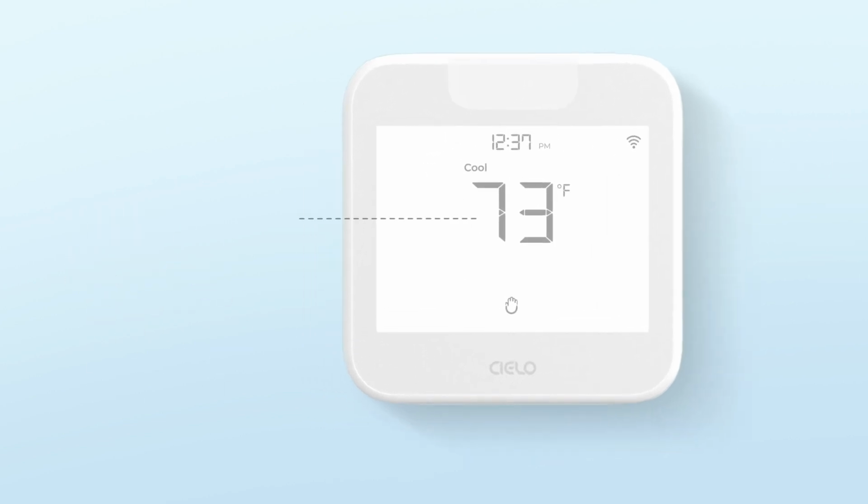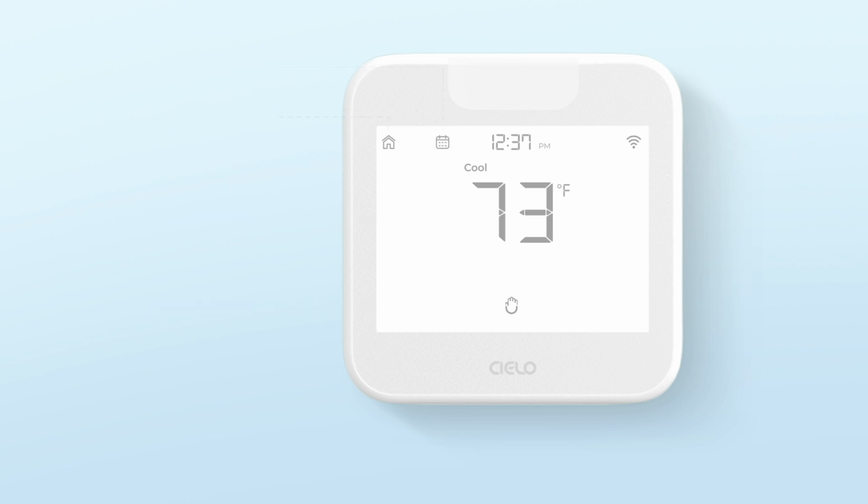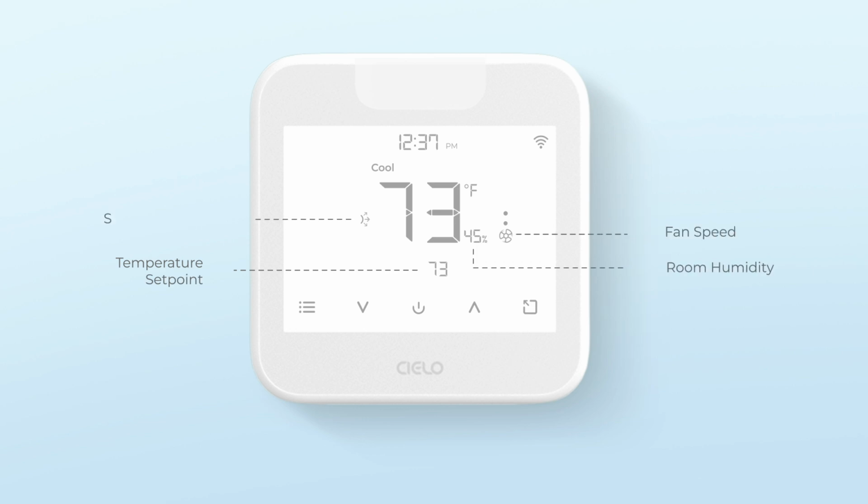You will see room temperature, mode, Wi-Fi connection, wake-up button, and the icons of presets and schedules if you've enabled them. Now let's explore the additional icons that appear on the control screen. You'll see the temperature set point, room humidity, fan speed, and swing position.